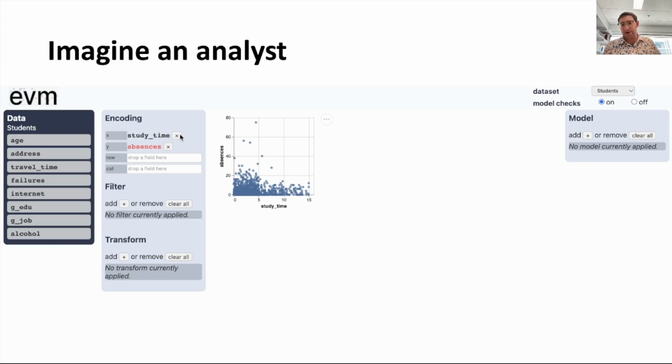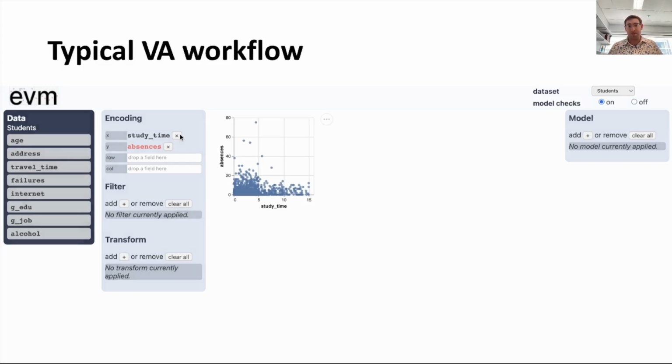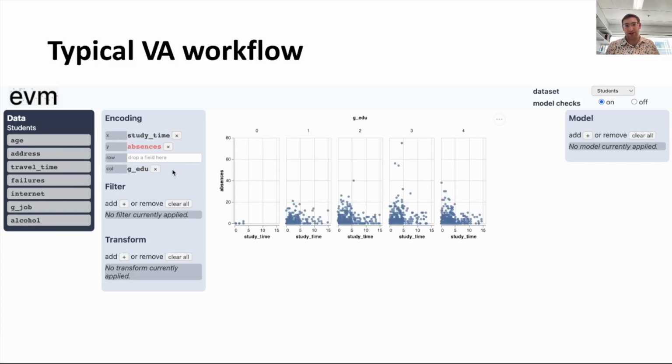To Juan, this pattern is pretty convincing at first, but he wonders if it could be spurious or if it could perhaps be explained by confounding factors. In a typical visual analytics workflow, one can facet the relationship between absences and study time by other variables to deepen his understanding of this pattern. He discovers that the relationship between study time and absences seems stronger, and that absences are overall higher when a student's guardian has higher levels of education.